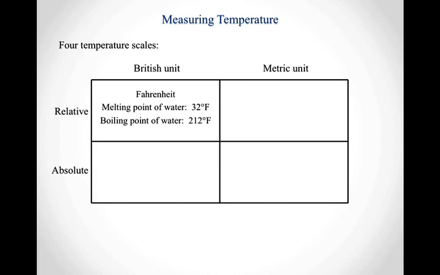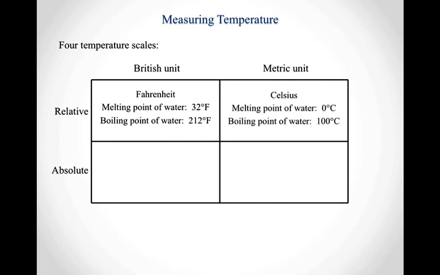And so the melting point of water and the boiling point of water in the Fahrenheit scale are at 32 degrees Fahrenheit for the melting point and 212 degrees Fahrenheit for the boiling point. So there's 180 degrees that take you from melting point of water to boiling point of water.